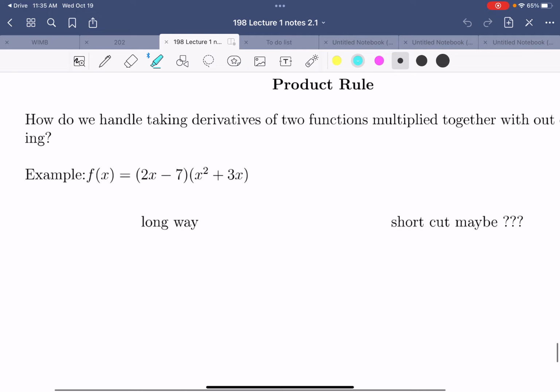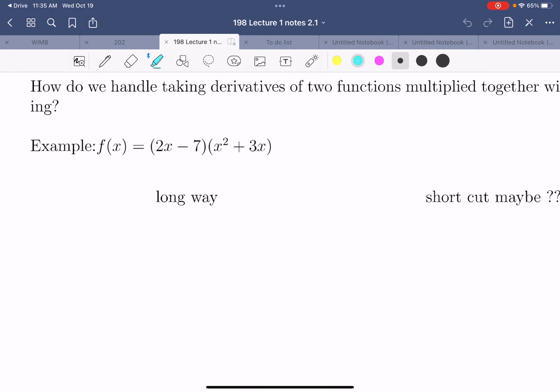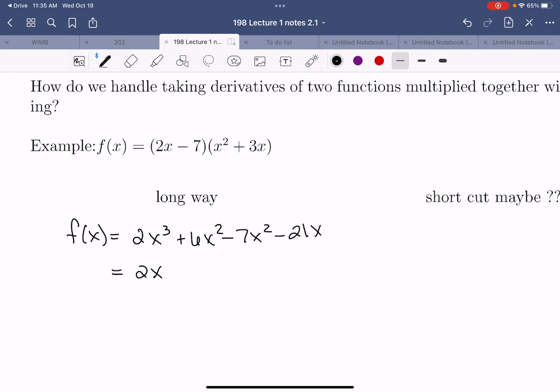Let's look at an example, in this case, 2x minus 7 times x squared plus 3x. We're going to try doing this the long way. Right now, we don't have rules for multiplication, so in order to do this, we would have to distribute. This is the same as 2x cubed plus 6x squared minus 7x squared minus 21x. That's the same as 2x cubed minus x squared minus 21x.